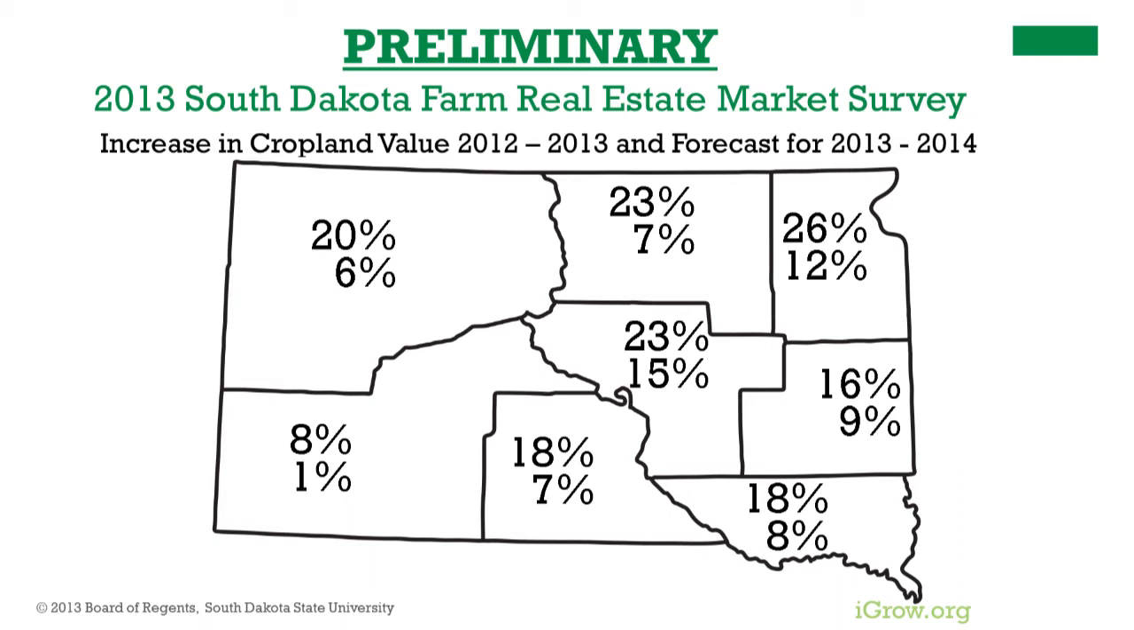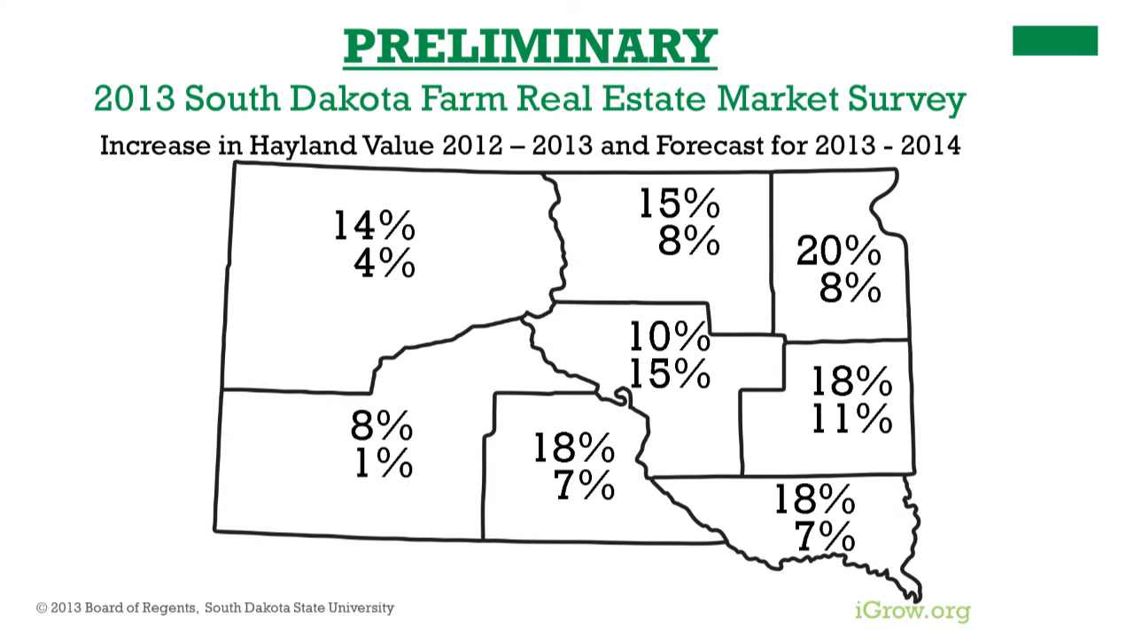So we're seeing that, let's say in the southeast region, cropland values went up 18%, and then what the survey respondents are forecasting for the change in 2013 into 2014, they expect that to be only about 9%. In each of the regions, we see that their expectations for 2013 to 2014 are much lower than what they're saying as far as the current change in valuation for cropland.